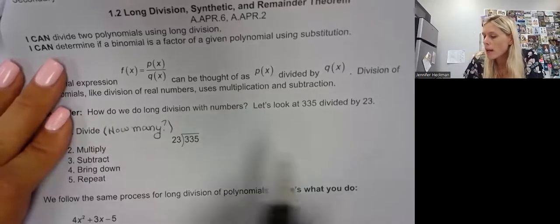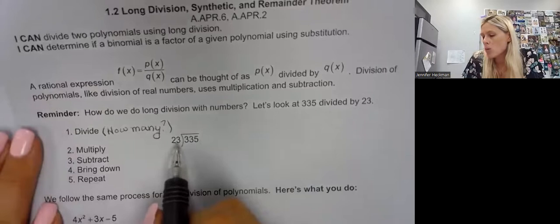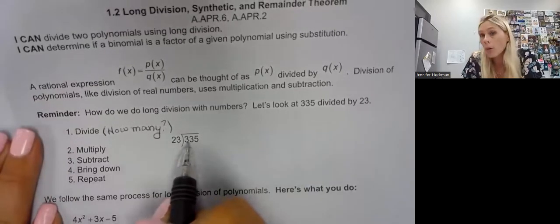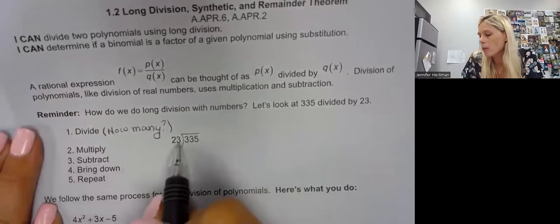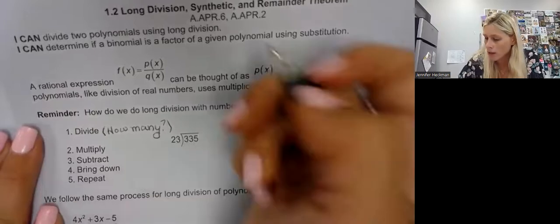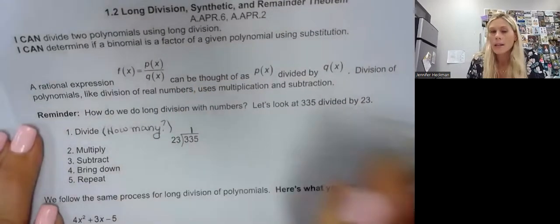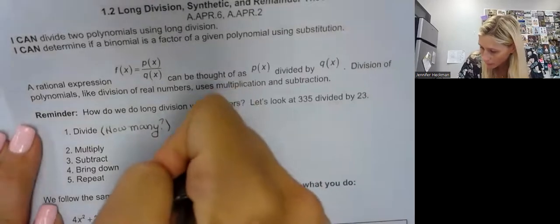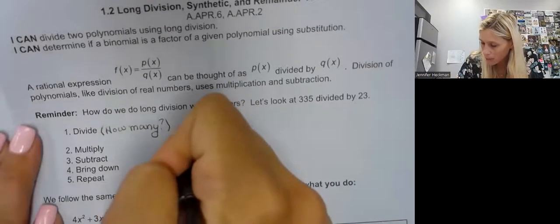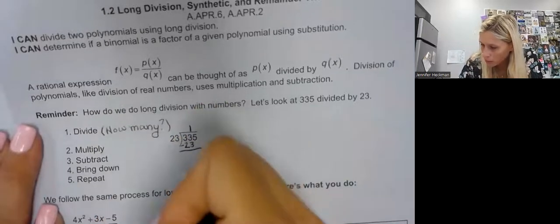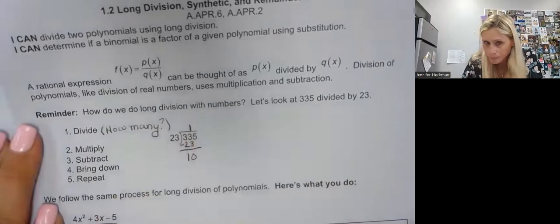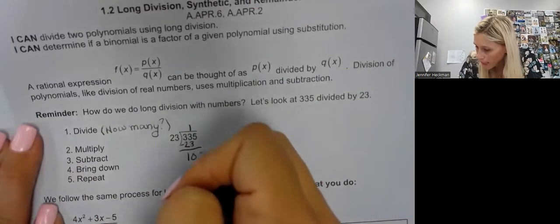Okay, so right now what we would do is we would say 23. So how many 23s go into 3? Well, none. So let's go to the next one. 23. How many 23s are in 33? Well, there is 1. Now we multiply. 23 times 1 is 23. Our next step is we subtract. So 33 minus 23 is 10, right? We bring down the 5.